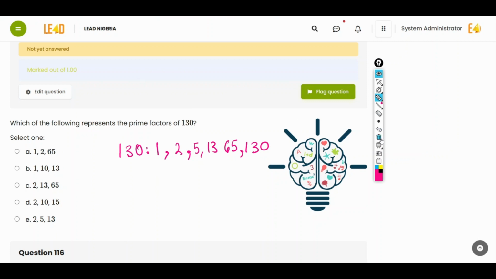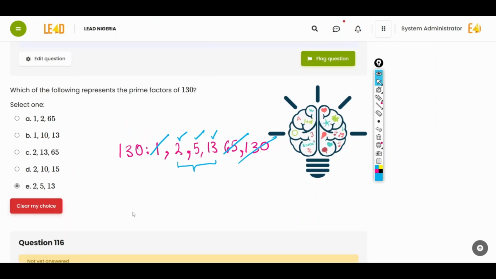Okay, so which ones are prime? 1 is not prime. 2 is prime, because it can be divided by only 1 and itself. 5 is prime. 13 is prime. So these 3 numbers can only be divided by 1 and themselves. 65 is a multiple of 5, so it's not. And then 130, of course, gave birth to all these, so it cannot be a prime number. So the answer is 2, 5, and 13. That's option E.